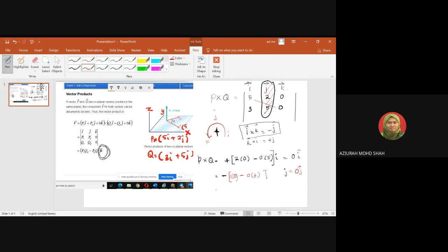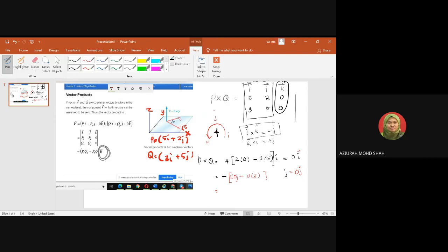Okay. Now kita tengok K pula. Yang ni kita dah tak tengok kan. Okay, sekarang kita nak cari K pula. So kita nak yang ini, K ni. Okay, now look carefully. I cross J. I cross J, positive K or negative K?